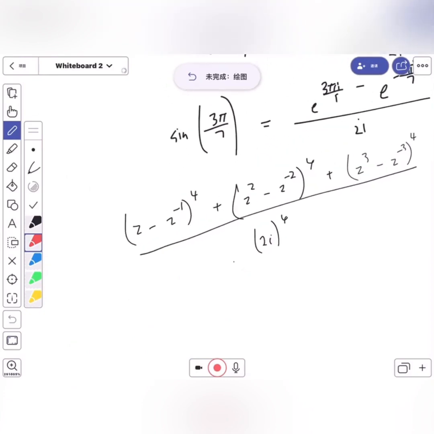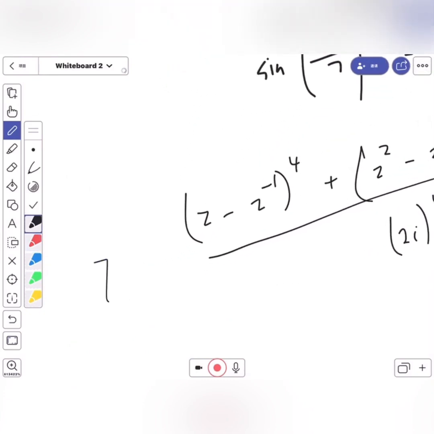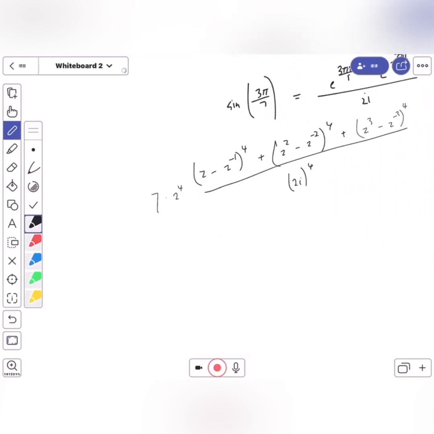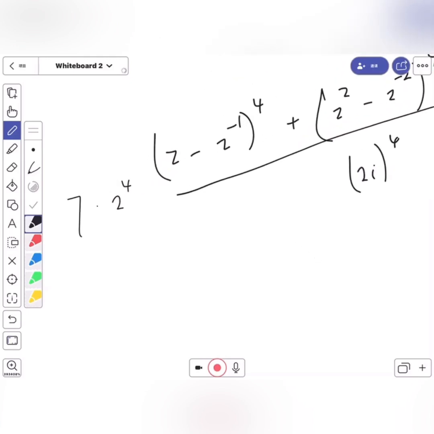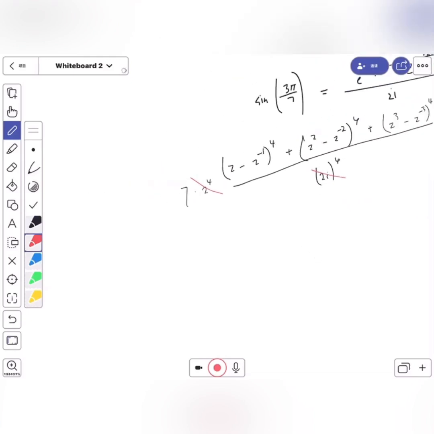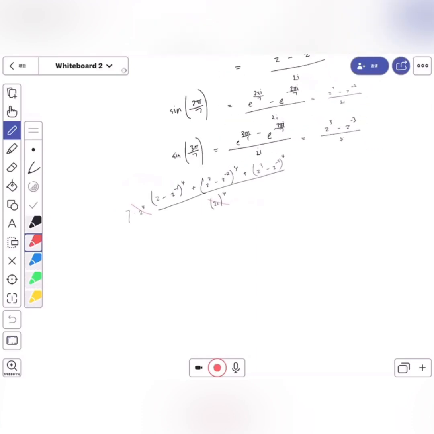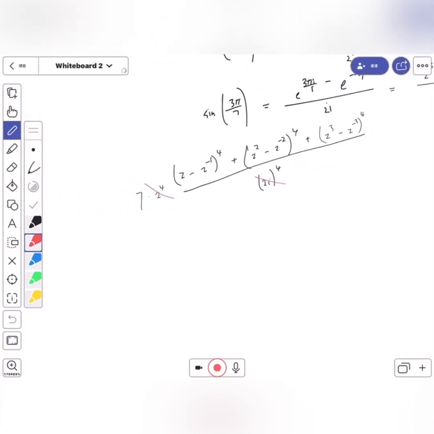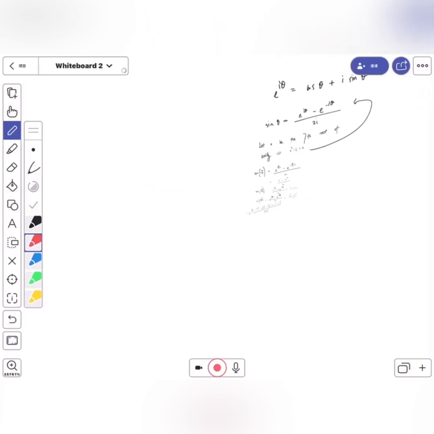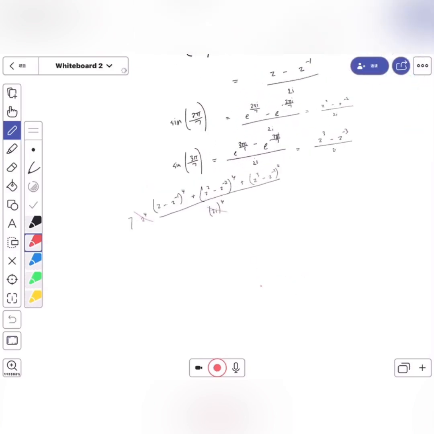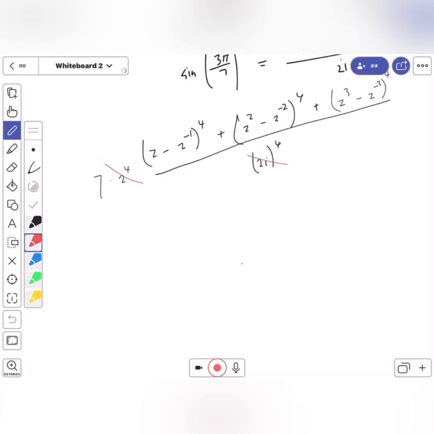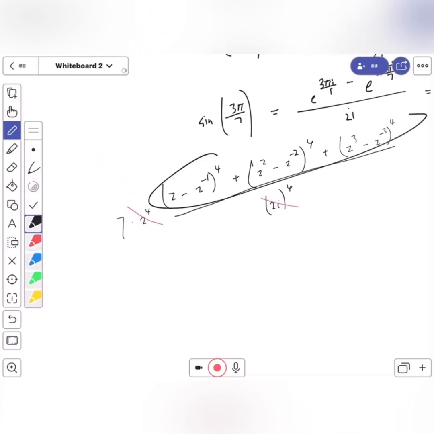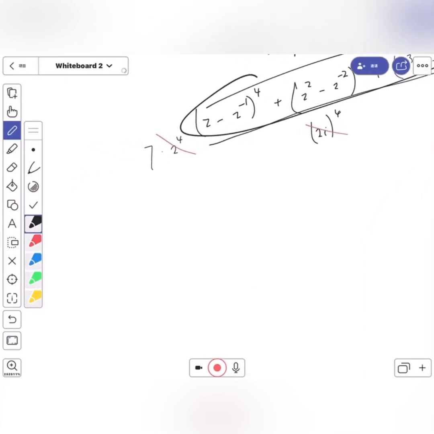Now don't forget that since we have 7 and we also have a 2 in front of all the sine values, multiplied by 2 to the fourth. Now, funny fact, these two actually cancel out since i to the fourth is equal to 1. So we actually have this expression. Now how are we gonna evaluate this? Now we just expand.